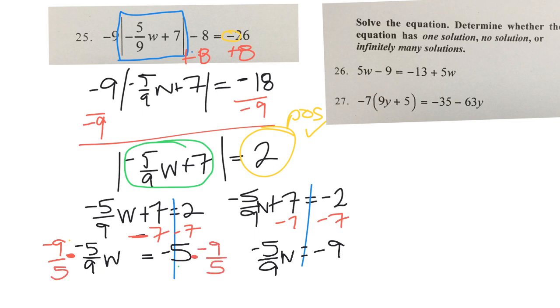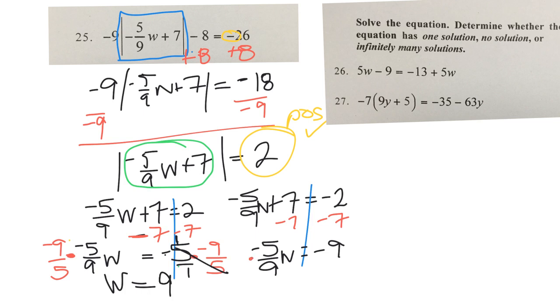So w, the 5's cancel, that's 5 over 1. 5 divided by 5 is 1. So I get negative 1. I get negative 1 times negative 9, which is positive 9.